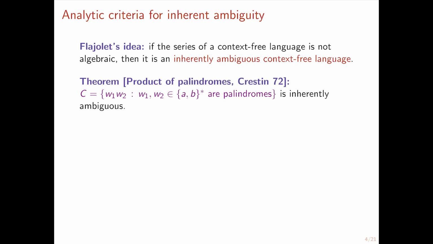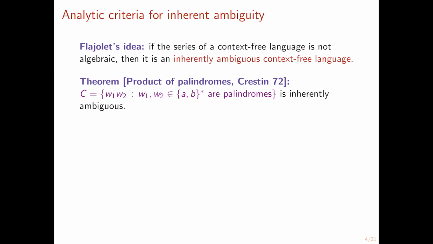Our first example of application of this link is to show inherent ambiguity of some context-free languages. This means proving that no unambiguous grammar can describe a given context-free language. In the 70s, these questions were solved using tedious pumping arguments. The approach via counting, proposed by Flajolet, is to show that the series of the language is not algebraic to establish that this language cannot be described by any unambiguous context-free grammar.